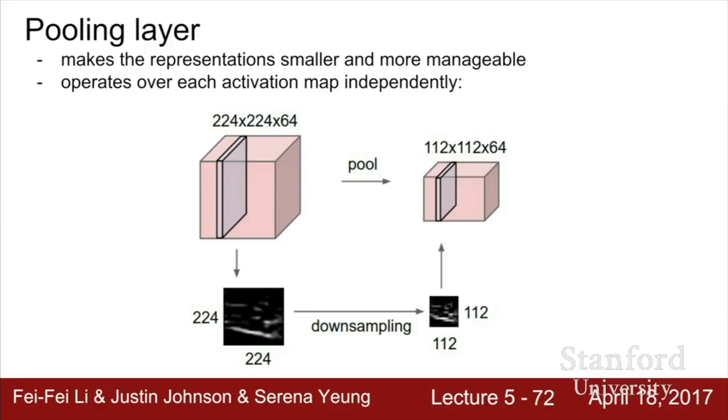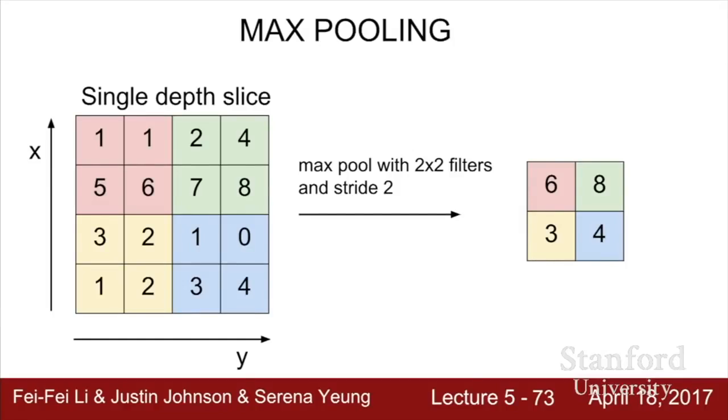And it's important to note this doesn't do anything in the depth. We're only pooling spatially, so your input depth is going to be the same as your output depth. A common way to do this is max pooling. In this case, our pooling layer also has a filter size, and this filter size is the region over which we pool. So if we have 2 by 2 filters, we also have stride 2 in this case.